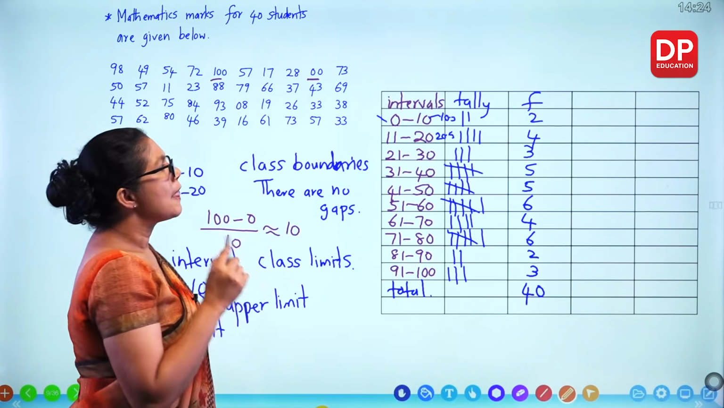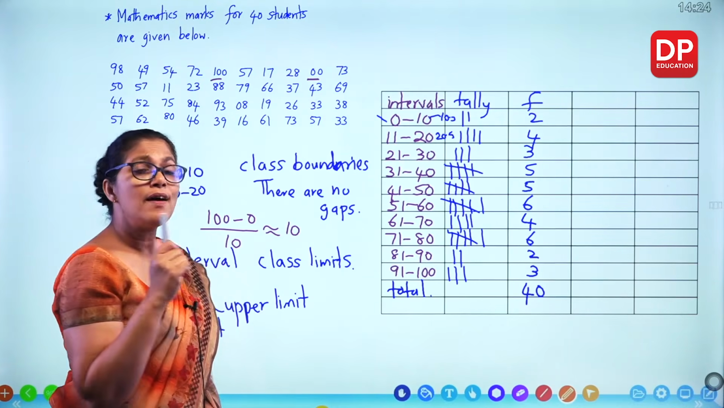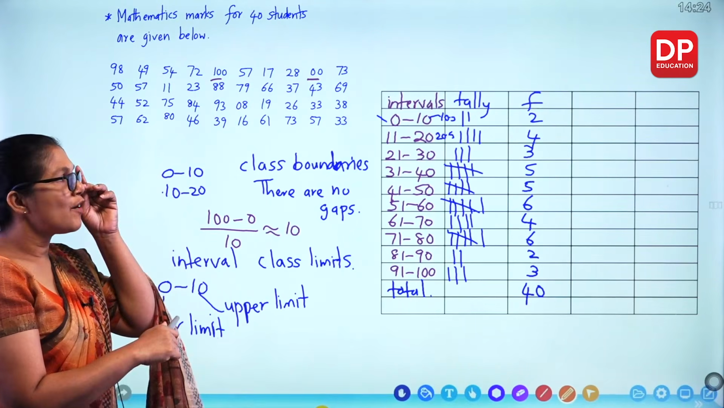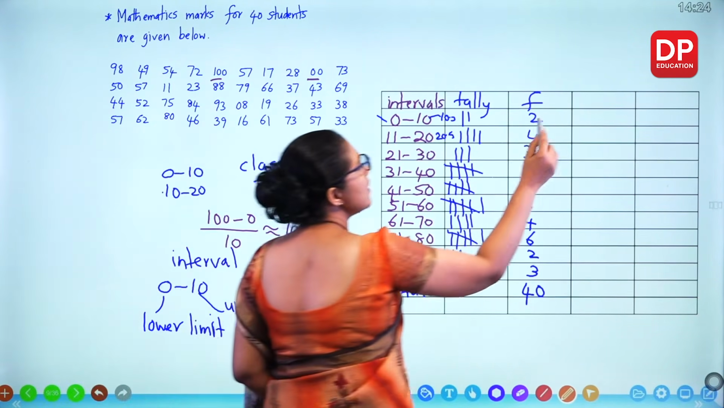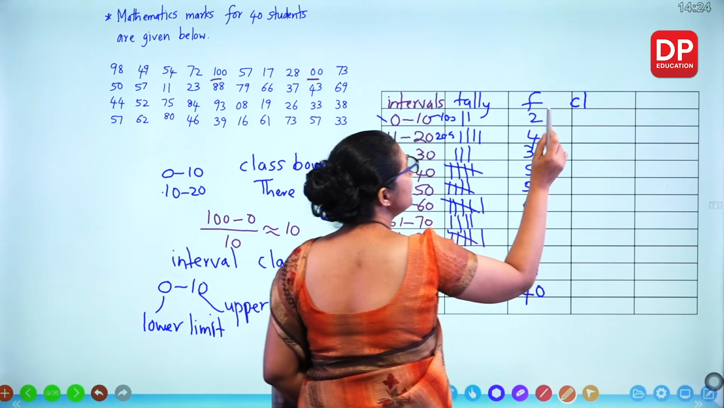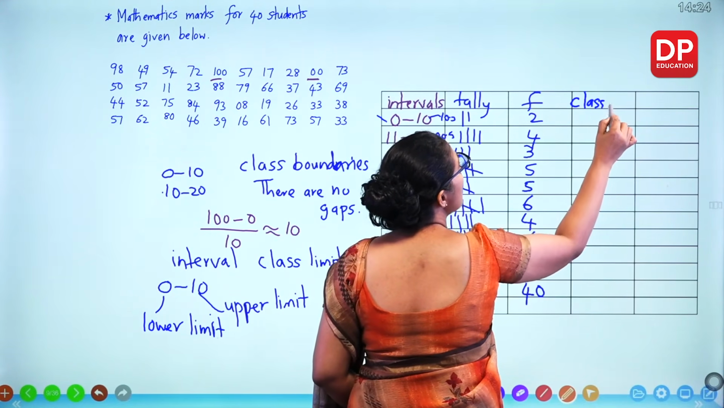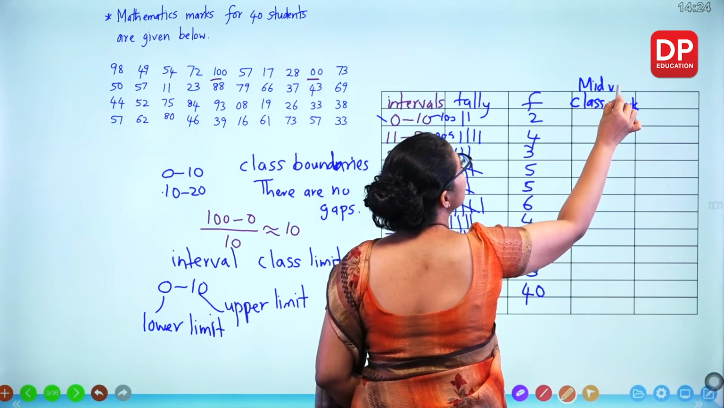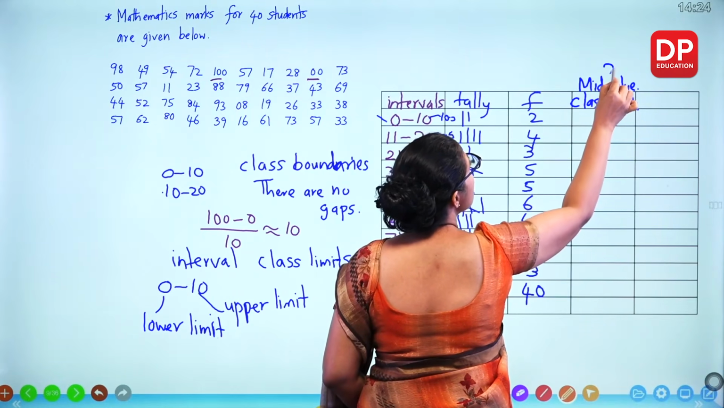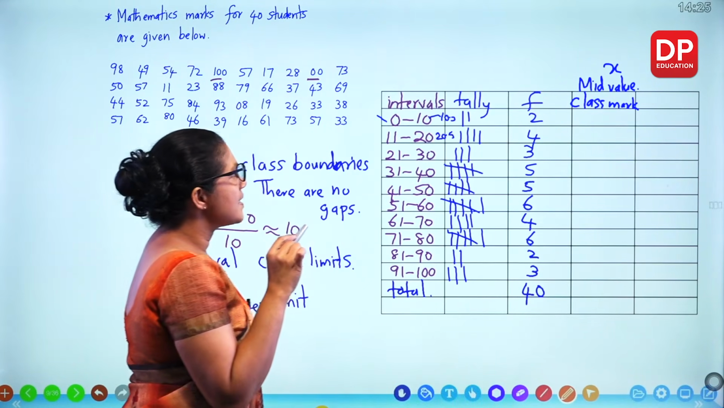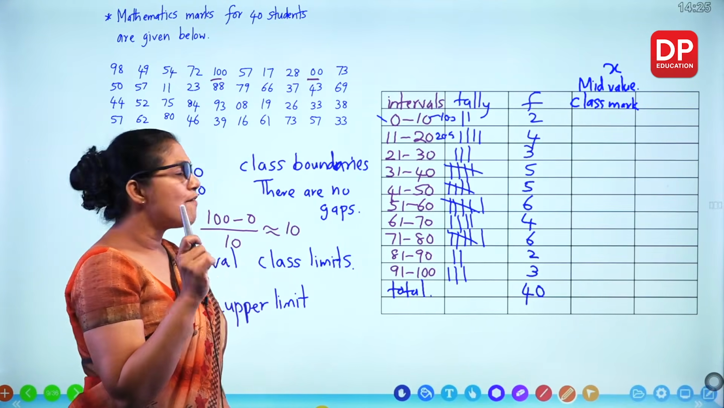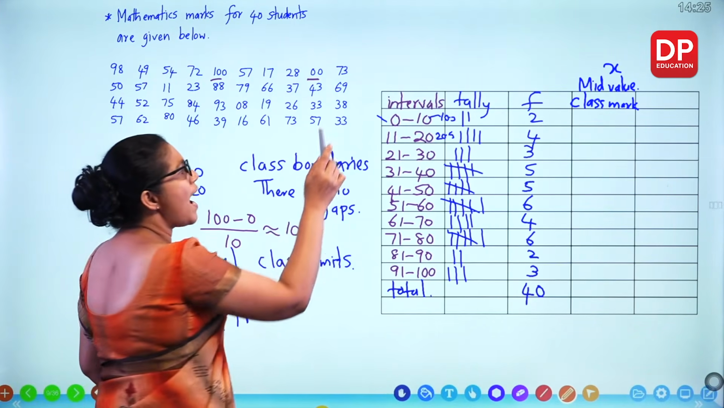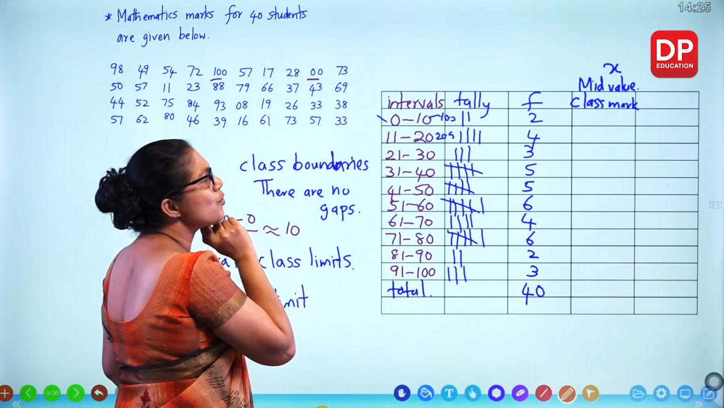And then what can you do? Now here we get intervals. So we need the class mark. How can we find out the class mark? We call it class mark or mid value. We can use X for mid value. What's X? We take the average of the class limits or class boundaries. So add and divide by 2.